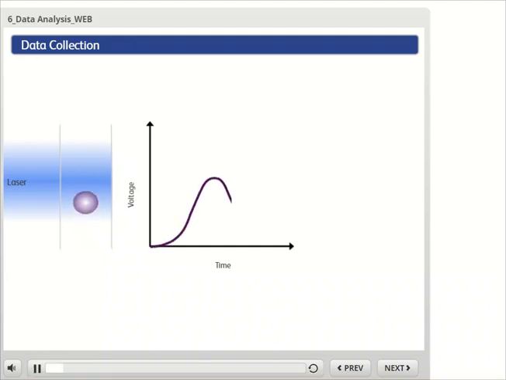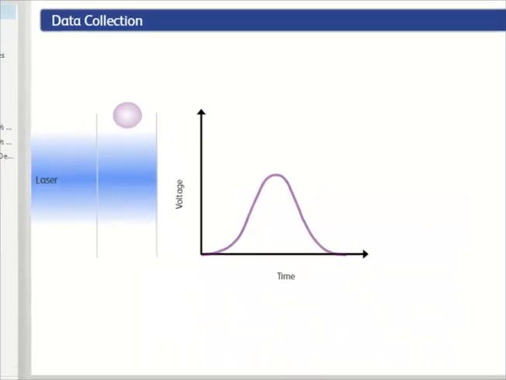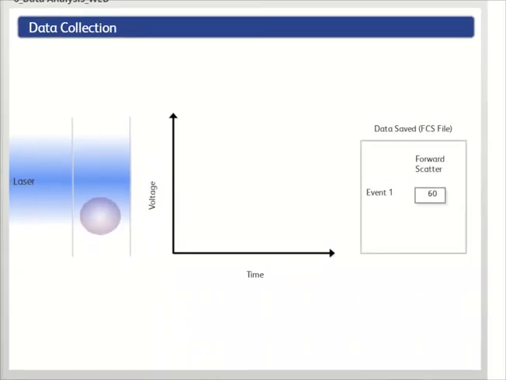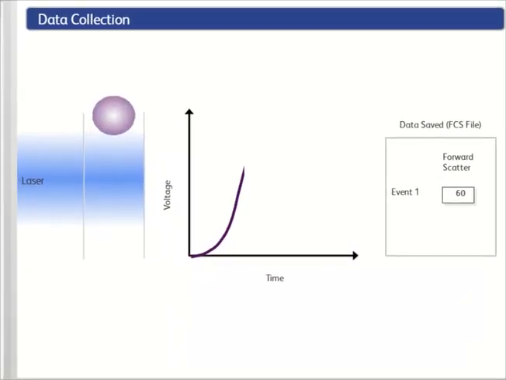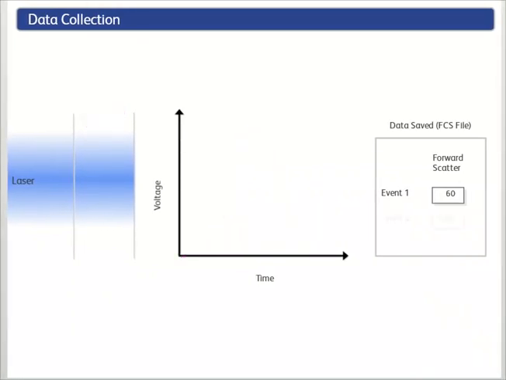Light signals are generated once cells or particles are interrogated by the laser. The light signals are converted to equivalent electronic signals and then further processed and converted to a number. The larger the signal, the higher the number. The data is stored by the computer system in a flow cytometry standard format developed by the International Society for Advancement of Cytometry.